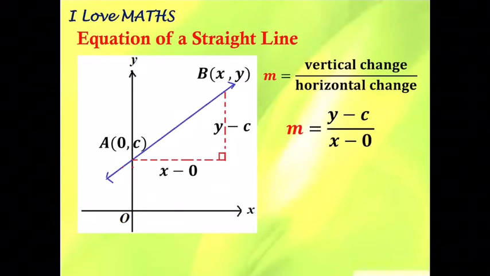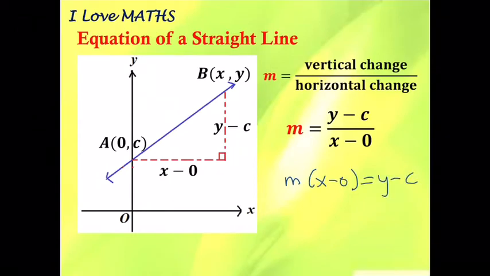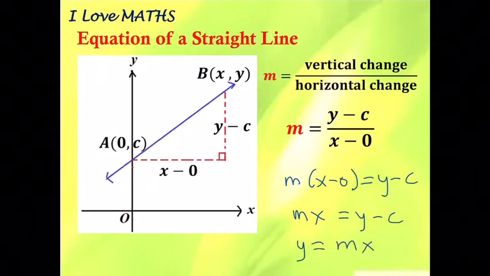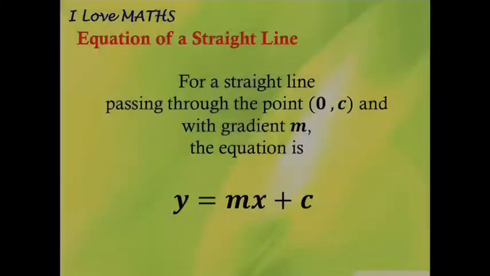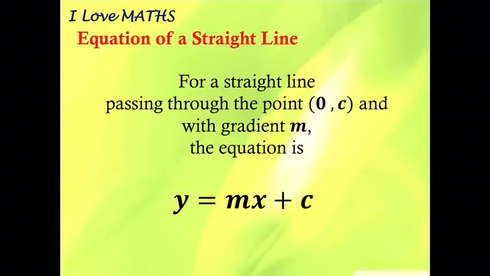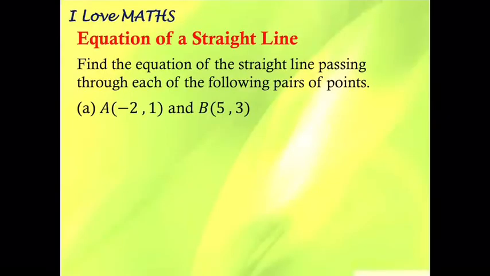Simplifying this, we have m multiplied to x minus 0 is equivalent to y minus c. x minus 0 is x, so that's mx equals y minus c, and isolating y, it will become mx plus c. So this is the formula for us to find the equation of a straight line. So for a straight line passing through the point 0, c, and with gradient m, the equation is y equals mx plus c. Let's have the first example.